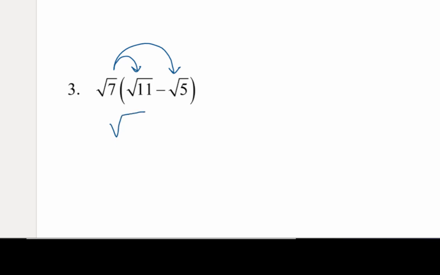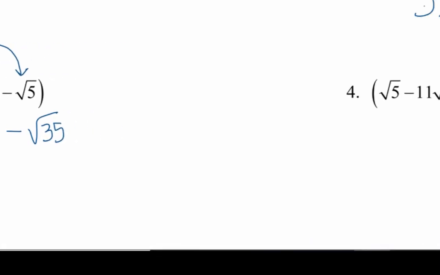and 7 times 11 is 77. There's no perfect square factors in there, right? Minus, and then 7 times 5 is square root of 35. Again, now these cannot be subtracted because they're not like terms anymore. The radicands are different, so this is your final answer.